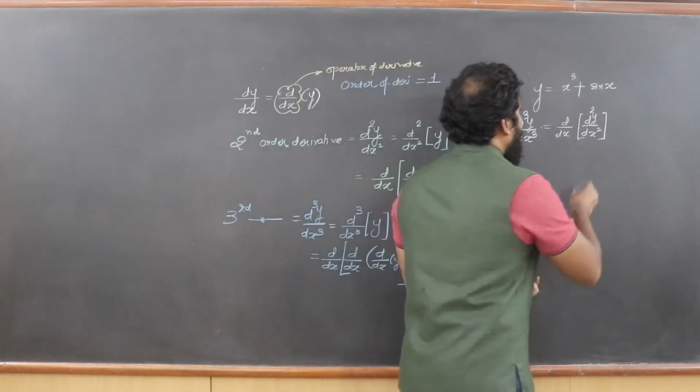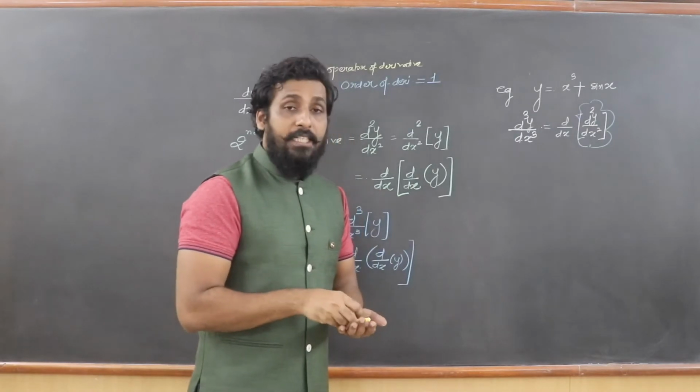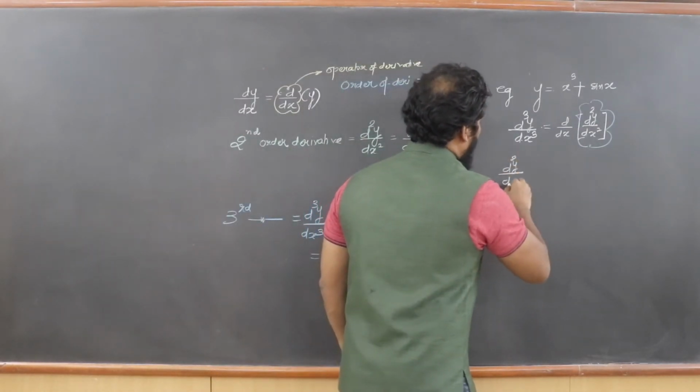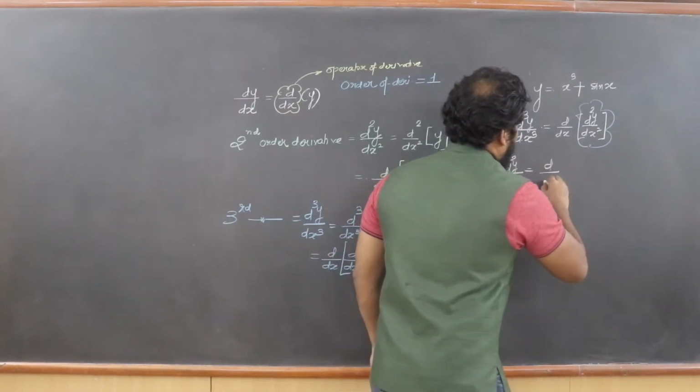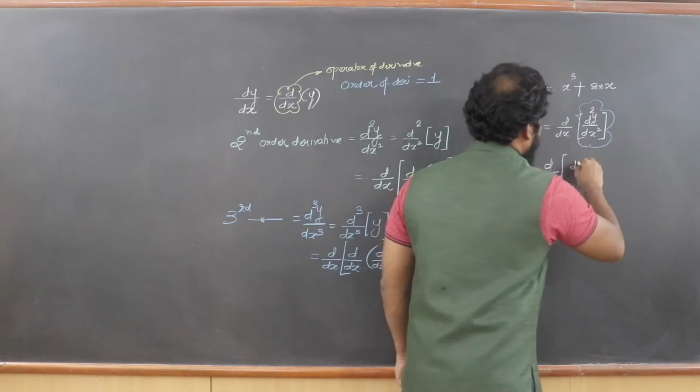Now my challenge is to get first of all what? D square y by dx square, isn't it? D square y by dx square. Now d square y by dx square can be obtained by d by dx of dy by dx.